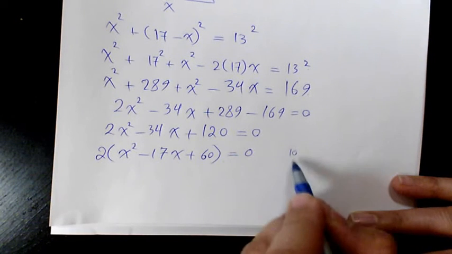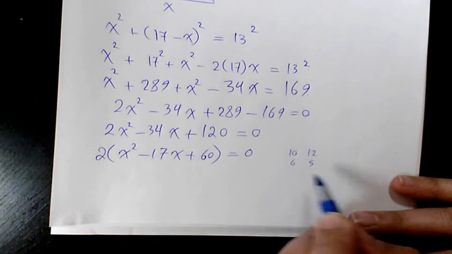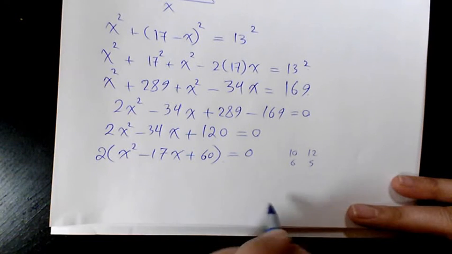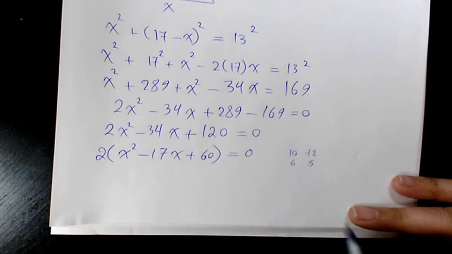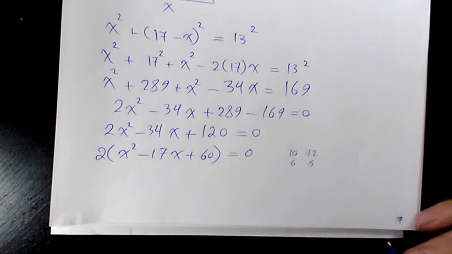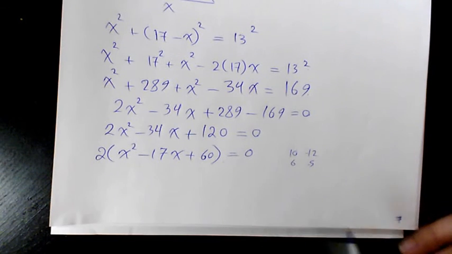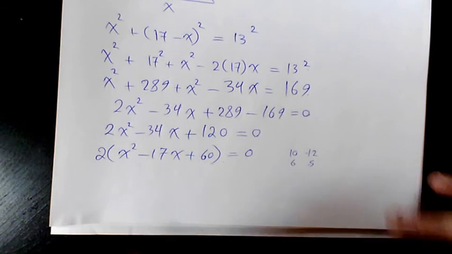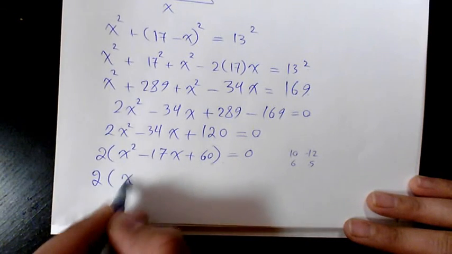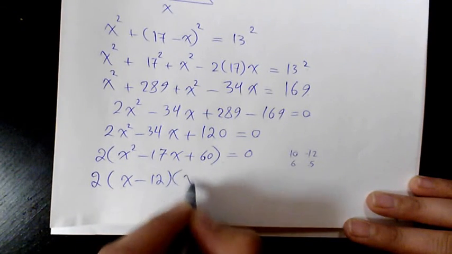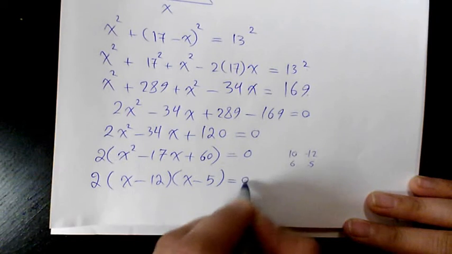Can we do 10 and 6? No. 12 and 5? Yeah, 12 and 5 is going to work. So negative 12 and negative 5, when you multiply them, it's going to be positive 60. And when you add them, it's going to be negative 17. So 2 times x minus 12 times x minus 5 equals 0.